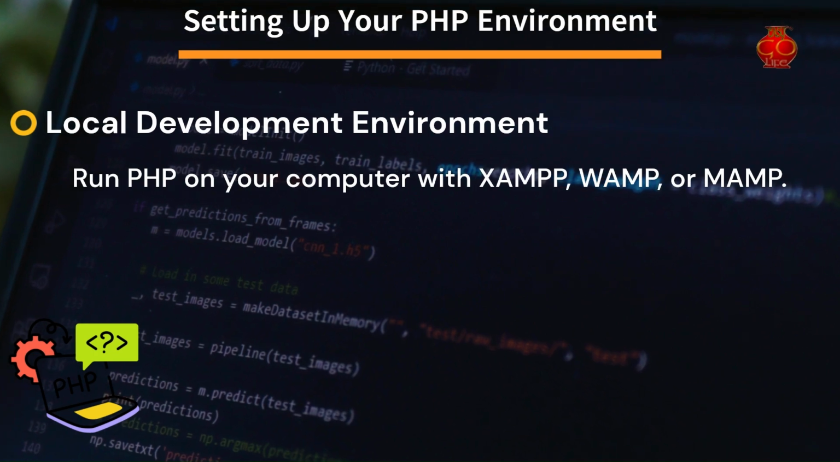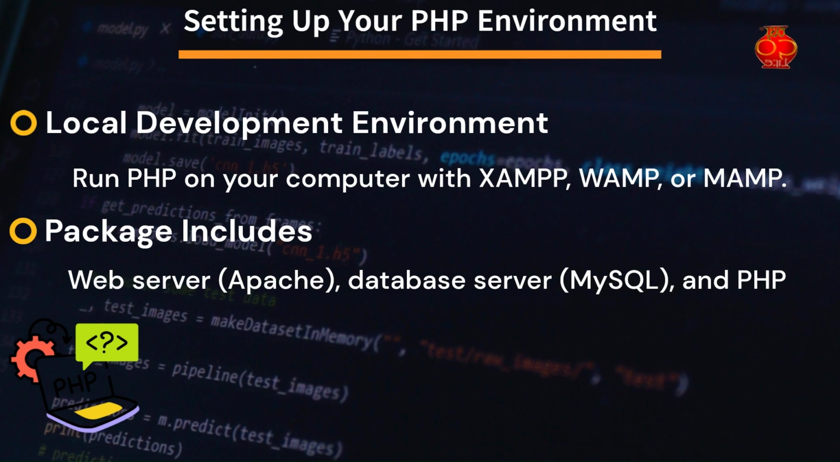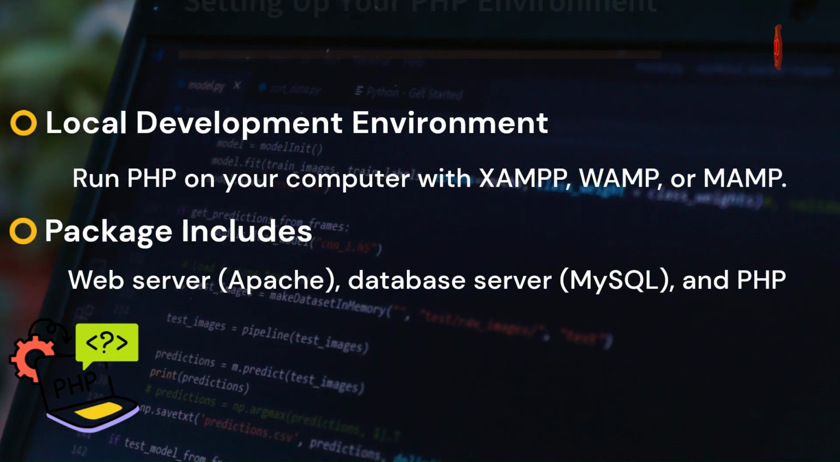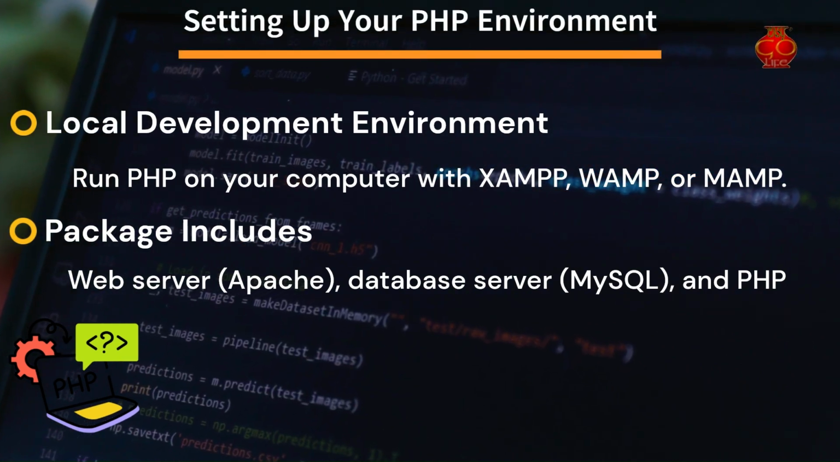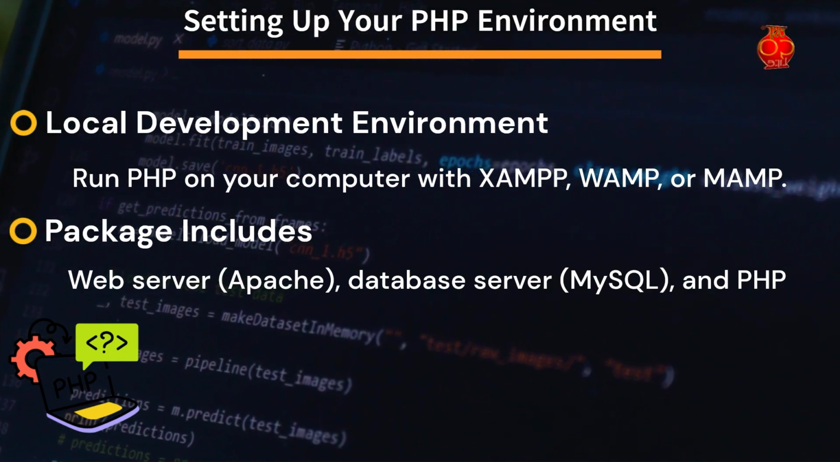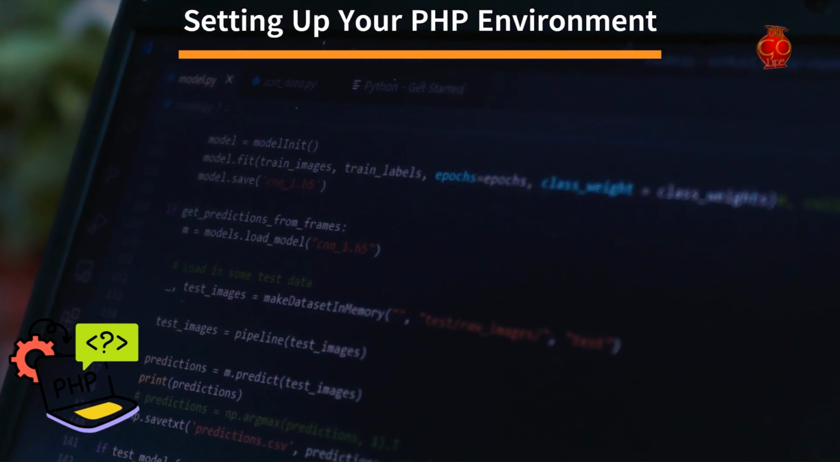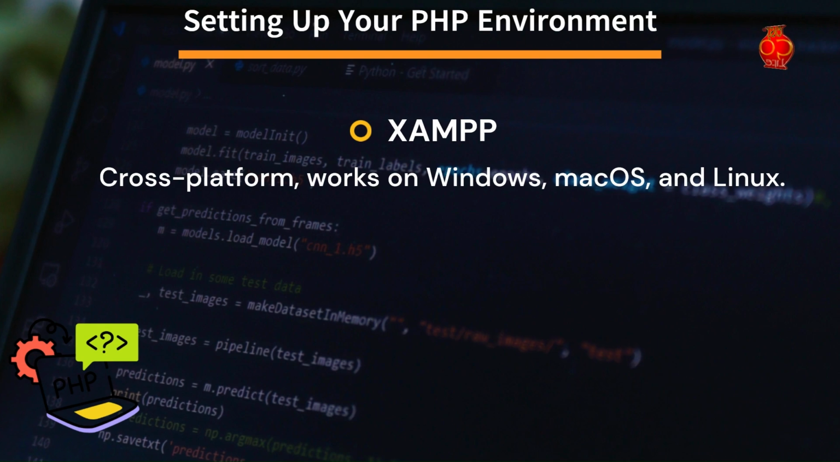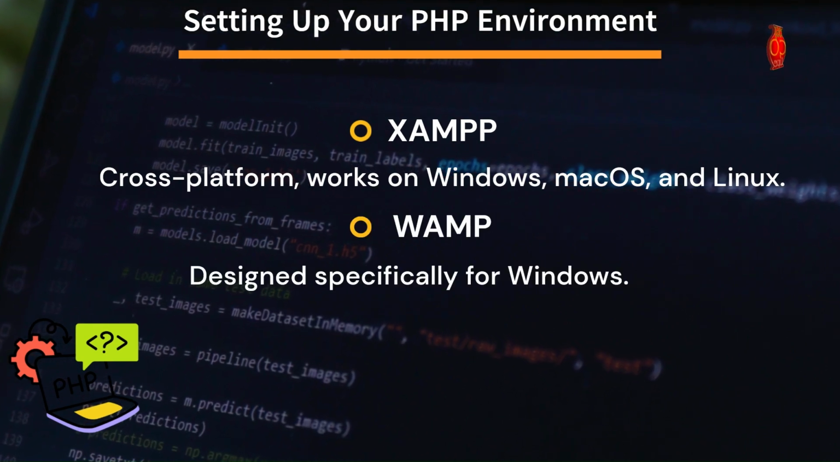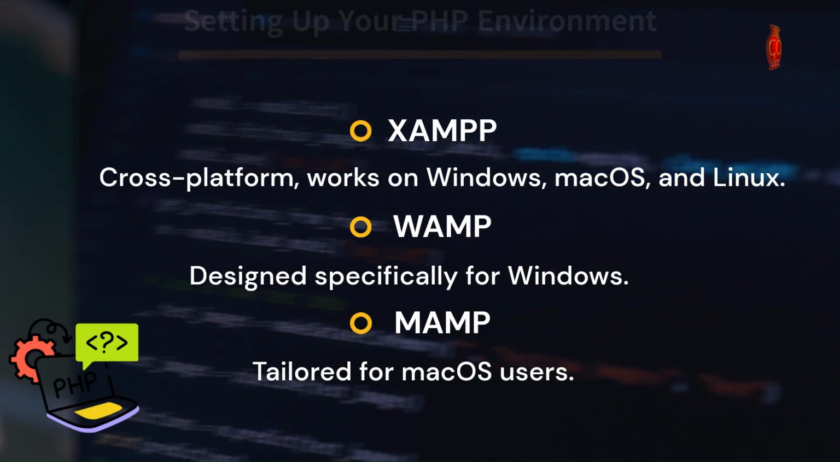To run PHP on your computer, you need a local development environment. Tools like XAMPP, WAMP, or MAMP provide a package that includes a web server, like Apache, a database server, like MySQL, and PHP. This allows you to run and test PHP scripts on your own machine before uploading them to a live web server. XAMPP works on Windows, Mac OS, and Linux. WAMP is designed for Windows. MAMP is designed for Mac OS.